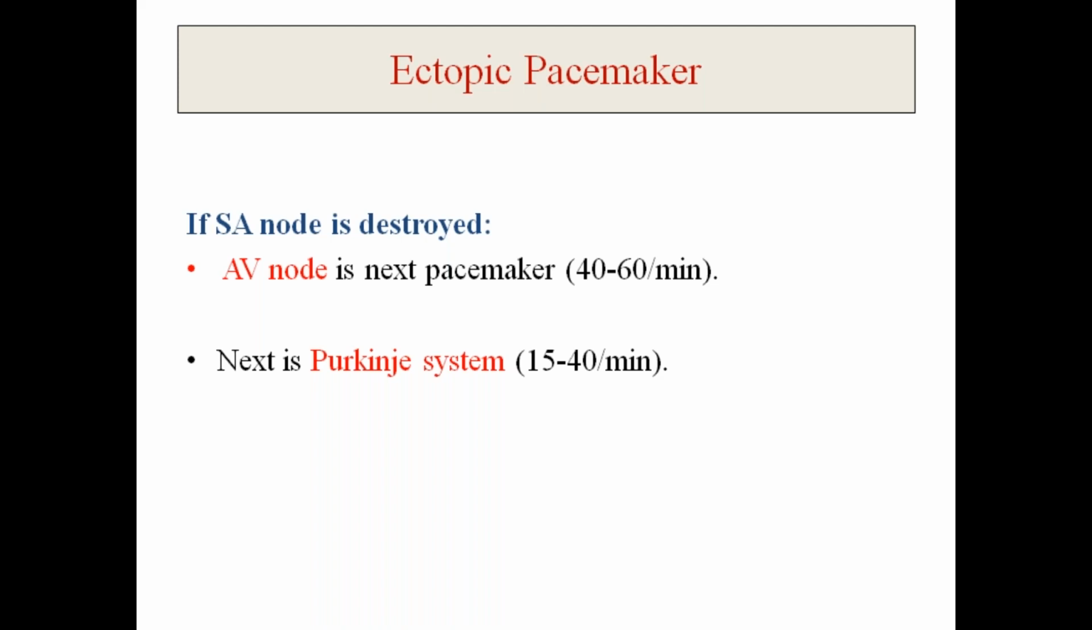Now, suppose your SA node is destroyed because of any disease or any reason, then your next pacemaker will be your AV node, and your heart will start beating at the rate of 40 to 60 beats per minute. If your AV node is also damaged, then your next pacemaker will be the Purkinje system, and your heart will start beating at the rate of 40 to 50 beats per minute.